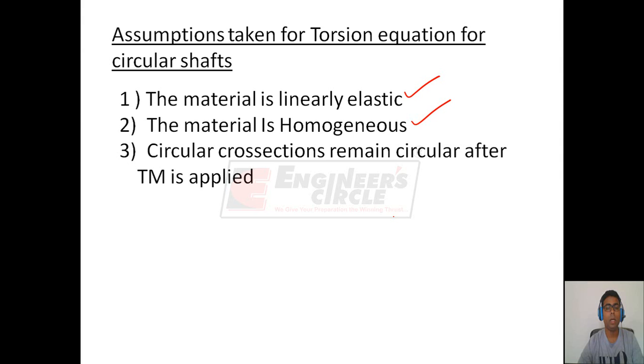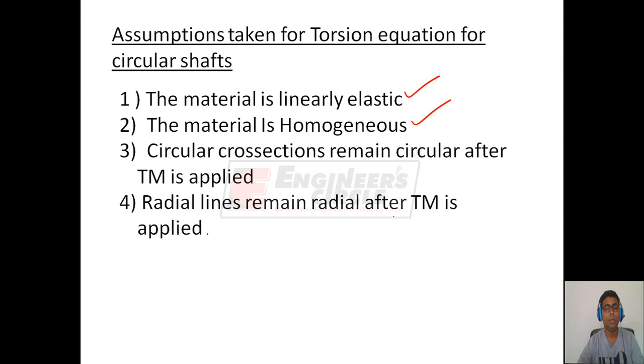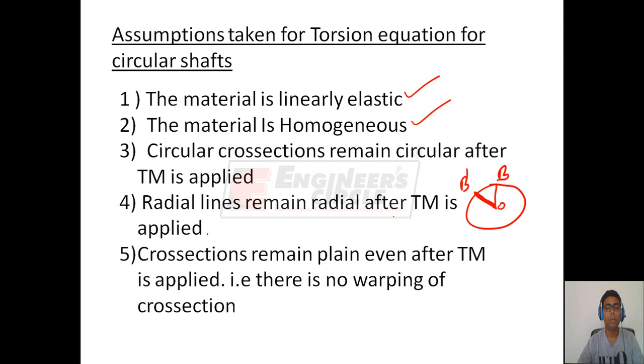So we are assuming that even after the twisting moment is applied, the circular cross section has not changed in shape, it is still circular. Radial lines remain radial even after the twisting moment is applied. We assume that the radial line OB was shifted to OB dash, but it is still remaining radial. Cross sections remain plane even after the twisting moment is applied. That is, there is no warping of cross section.